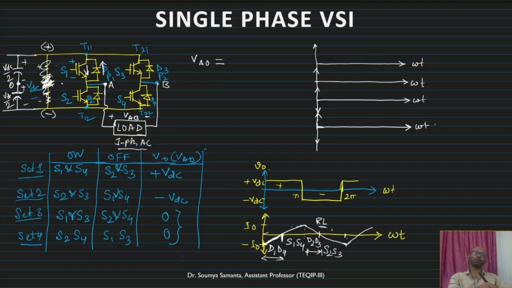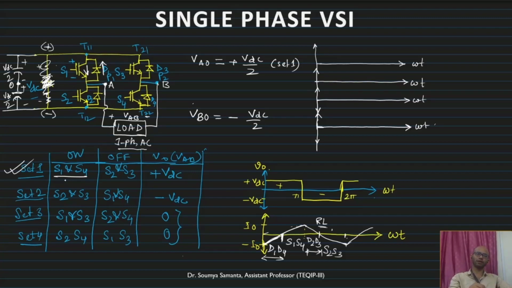Now if S1 is on for set A, if I consider set 1, what will be the VAO? VAO will be plus VDC by 2. Now what will be VBO? This is for set 1. Let me write here VBO. What will be VBO? This will be minus VDC by 2. Why? Because in this case S1 and S4 are turned on.